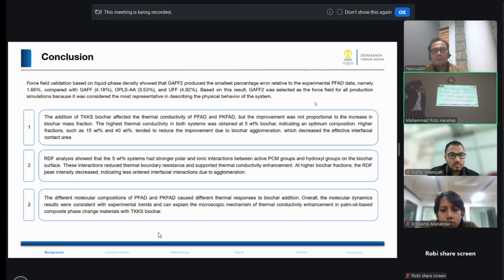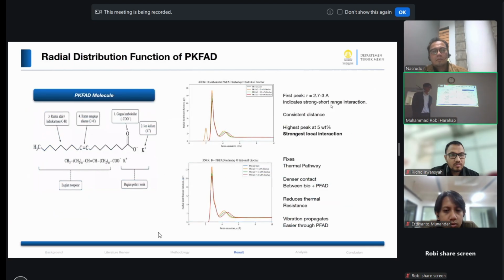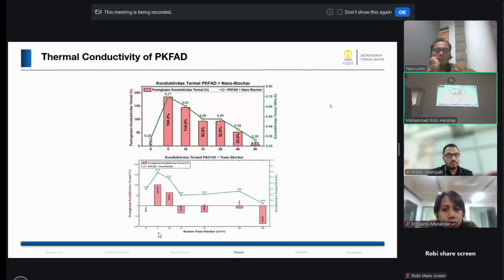And it was very interesting to see that, especially for PKFAD, there's a high peak, and you also reproduce the peak of the thermal conductivity. Can you explain again why they have thermal conductivity improvements with a small amount of biochar, and why they decrease if you add more? I'm not arguing about the trend. I agree that the trend is okay. The reason, yeah, the reason.